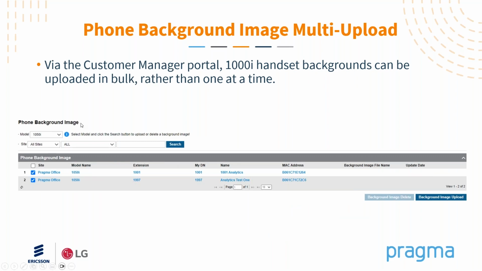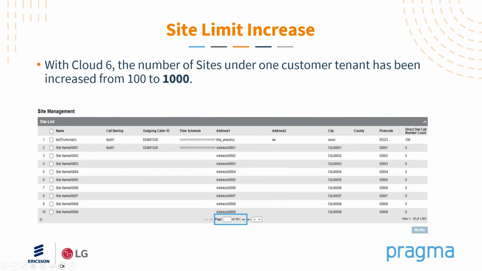Background image multi-upload. So again, pretty self-explanatory. There's a new menu where you can upload images to multiple handsets at once. So you can see in this screenshot, I've got the model set to 1050i. So this is obviously 1000 series only, so our latest handsets with the color background screen as well. So you come in here, select the model type. You can select as many handsets as you want and do a background image upload. It will show you the pixel size, so the exact size of the screen and what the image needs to be, and you can upload and it will push it to all handsets if they're registered via the global provisioning.